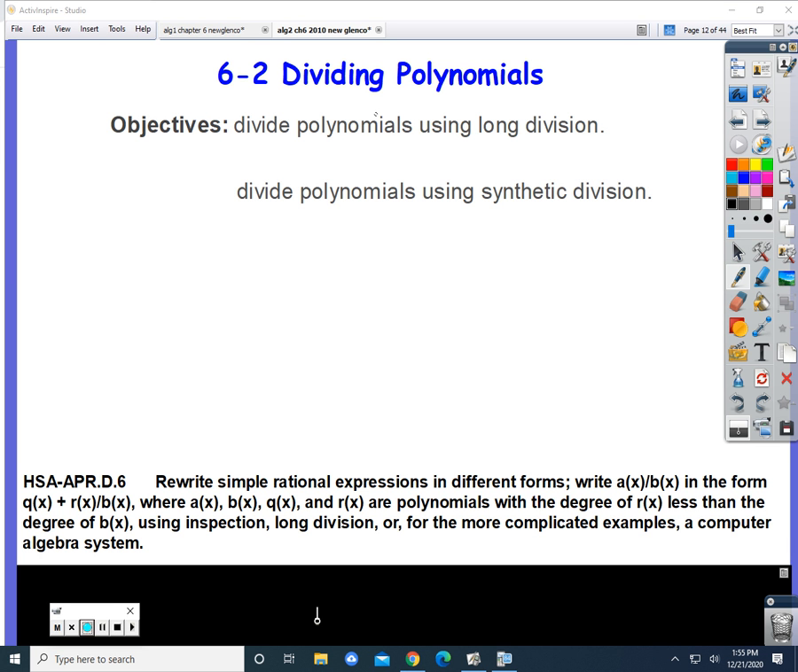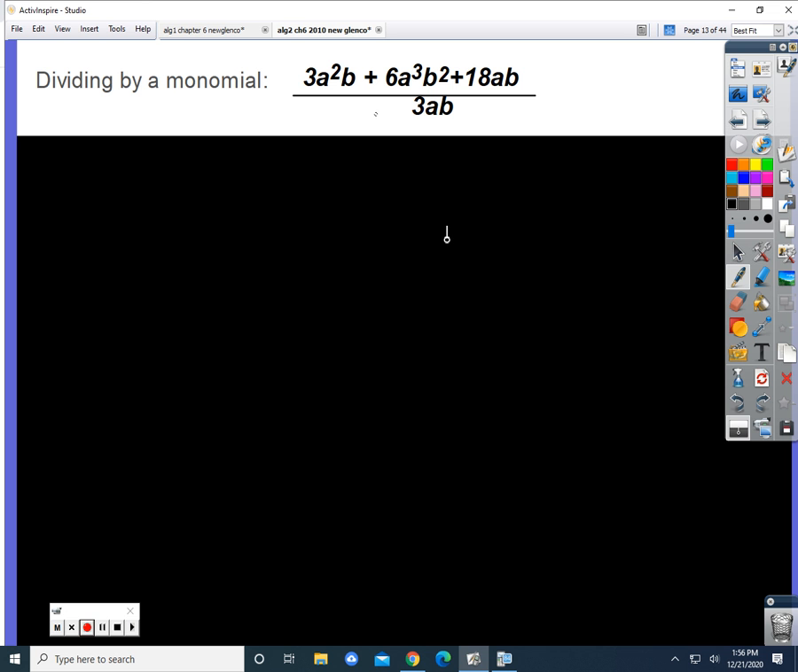Okay, we're going to talk about dividing polynomials. I'm going to give you a couple different types of problems. What we're going to see in the first problem is you're dividing by a monomial. So what I want you to do is to copy this down in your notes and then underline and highlight. And notice that anytime you're dividing by a monomial, this is simply all you have to do.